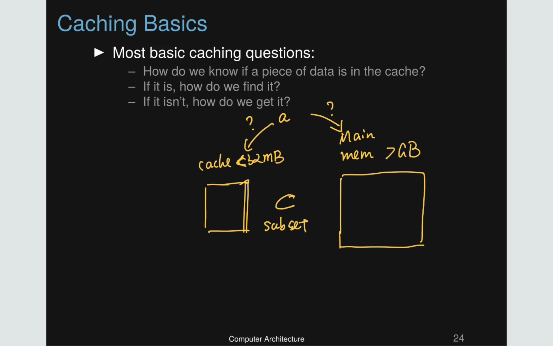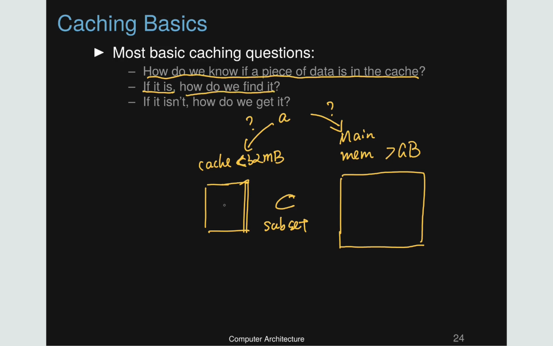So the first question we usually have to answer when we're trying to access the cache, and when we're trying to design a cache as well, is how do we know if a piece of data is in the cache or not? And when we determine how to answer this question, we also need to answer at least two additional questions. So if the data is in the cache, how do we find this piece of data?